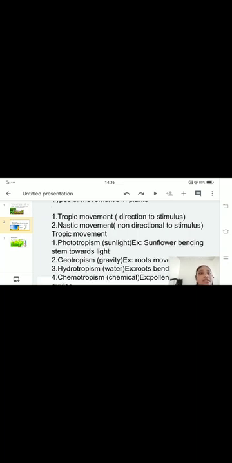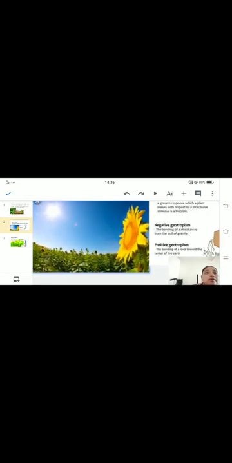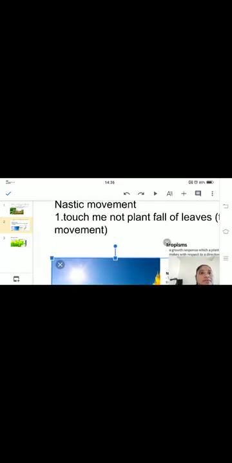Taking an example to make you clear, here in this picture, you are able to see that a sunflower turns towards the sun. That means it is being directed towards the sun. So it shows a tropic movement. I think I am clear with my word tropic movement.